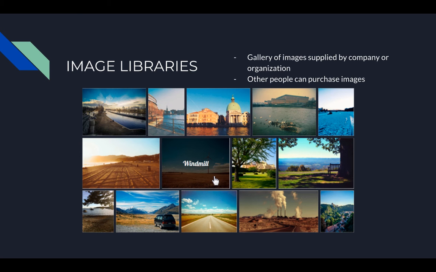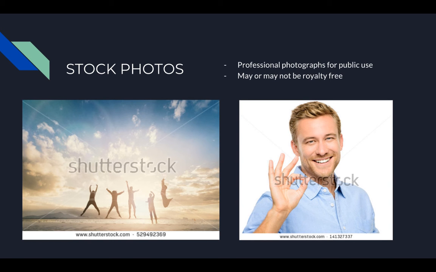Image libraries. So this is where you pay for images at a higher quality when you need them. These are usually more in depth than, say, other images from stock photos. In comparison to the library, stock photos are more generic, and there's some that you can get for royalty-free as well. And with the library photos, usually they'll take away more of the watermarks when you get them.